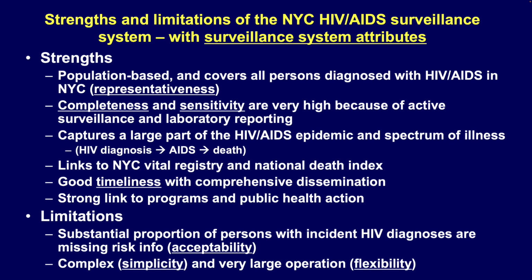The surveillance system's limitations, though, are that a substantial proportion of new diagnoses are missing information on transmission risk, which may speak to the acceptability of this part of the surveillance system among providers and with patients. Lastly, the system is complicated and a very large operation. Both of these are appropriate given what's needed here, but it does speak to the surveillance system attributes of simplicity and flexibility. The system is neither simple nor flexible in many ways.